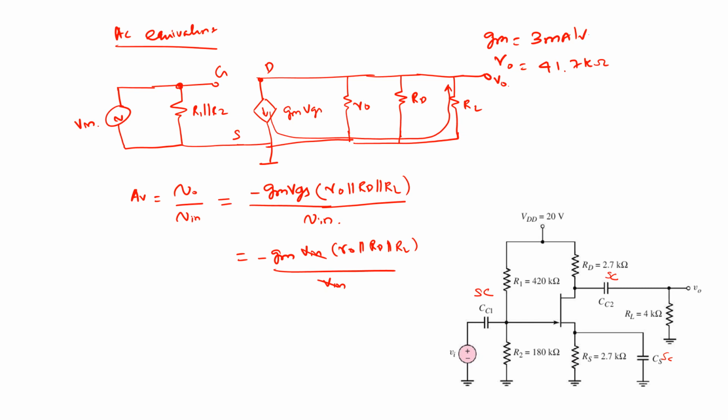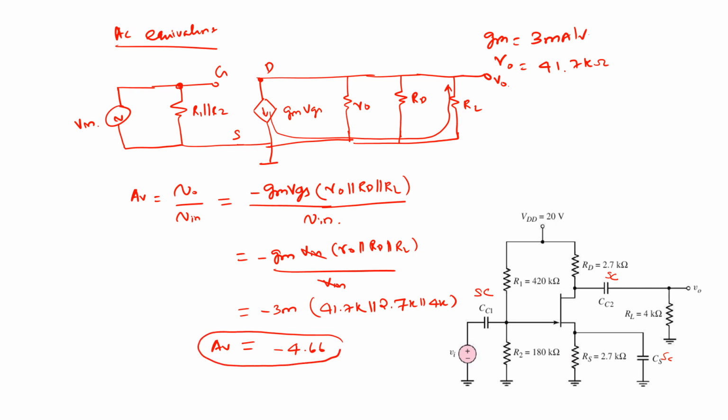I could cancel this. So minus gm is minus 3 milliampere. r0 is 41.7 K in parallel with RD, which is 2.7 K, parallel with RL, which is 4 K. So all these parallel combinations will end up with a resistance value much smaller than the lowest resistance, which is 2.7 K. So when you do the manipulation, you will get gain as minus 4.66. So this is the gain of the amplifier, right?